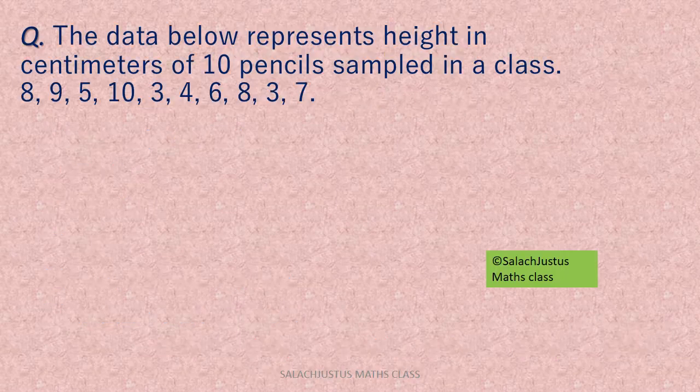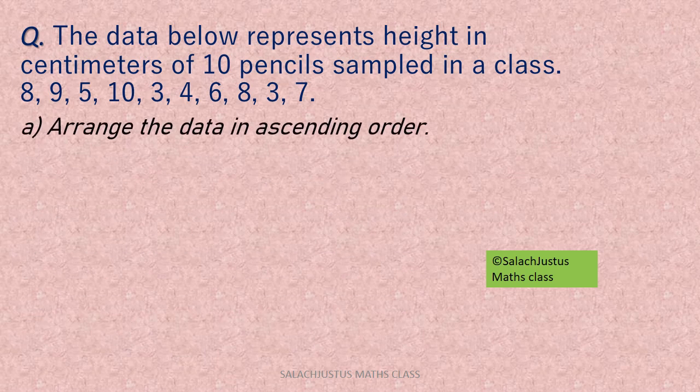We have a question that will lead us through. The data below represents height in centimeters of 10 pencils sampled in a class. The data is raw: 8, 9, 5, 10, 3, 4, 6, 8, 3, and 7 centimeters. It is raw data collected in class.